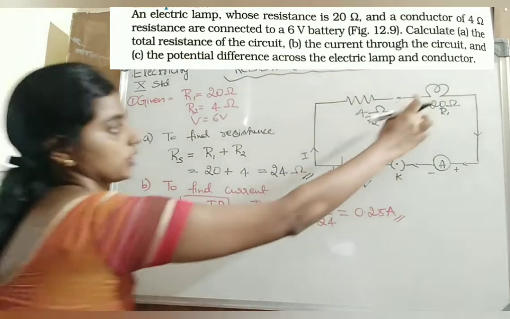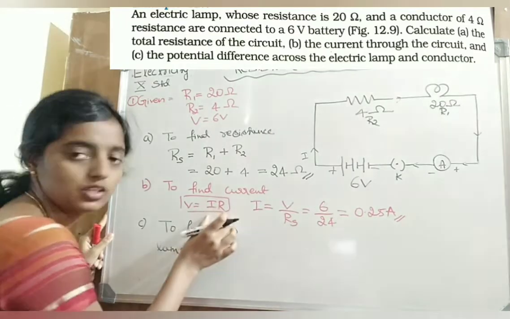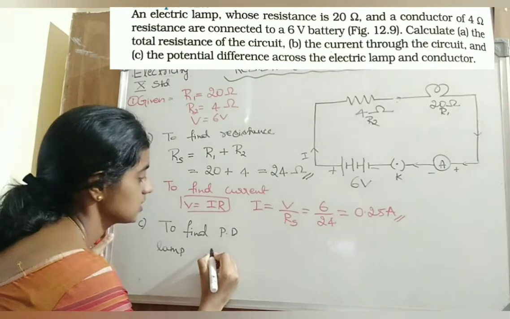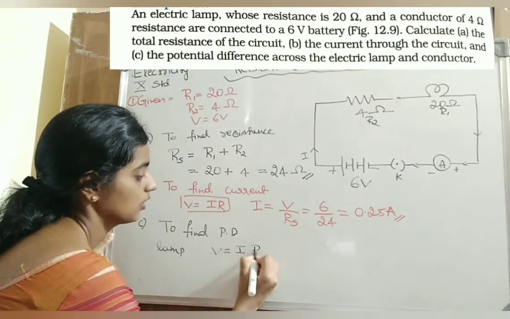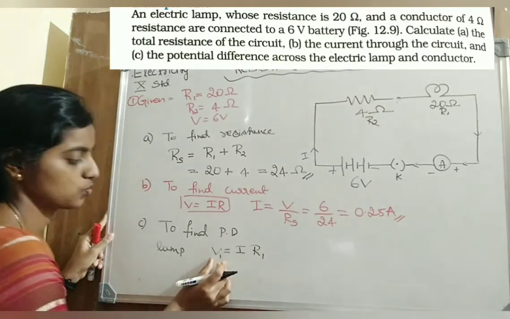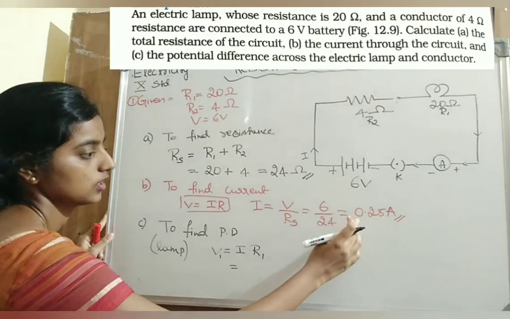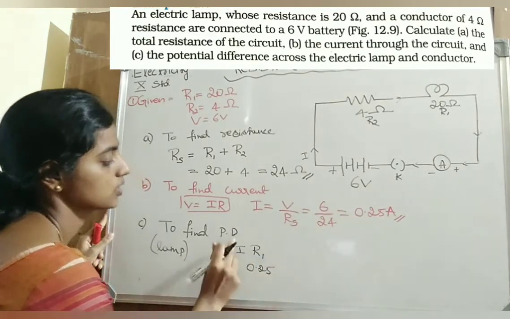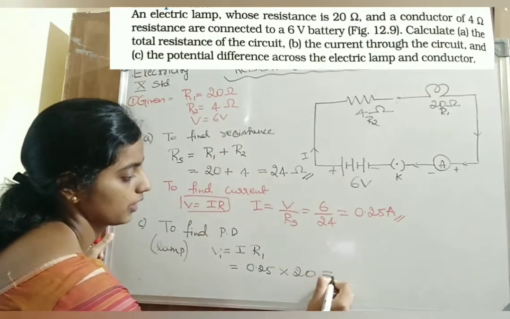Lamp means what? This one, that is R1, right? Now again use the same formula, that is Ohm's law. You can write it as V is equal to I R1. We'll call it V1 for the lamp. Now substitute the numbers, that is current is 0.25. R1 is what? 20. Now find out the answer.